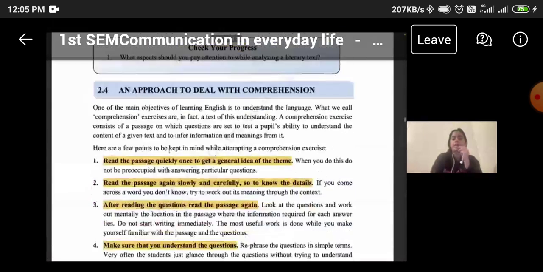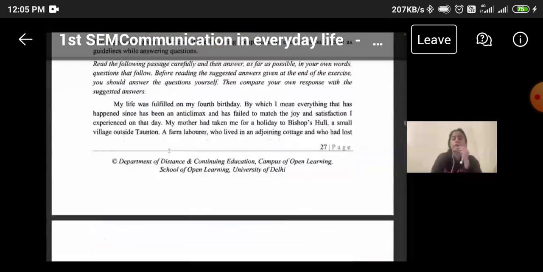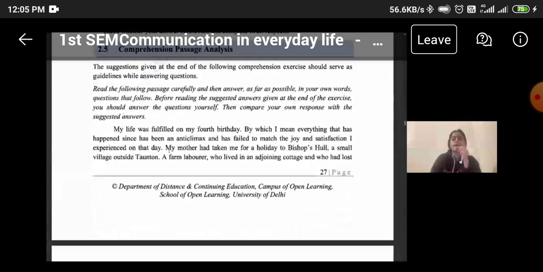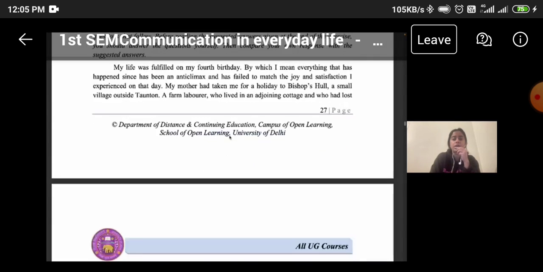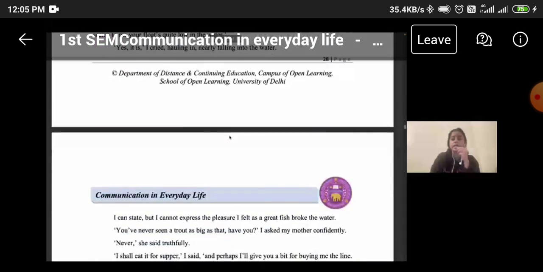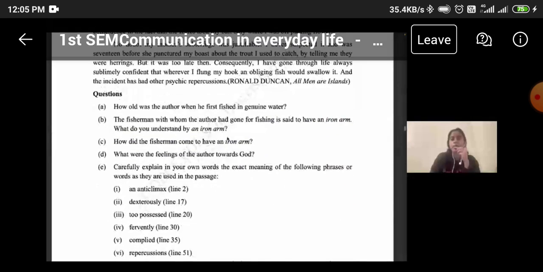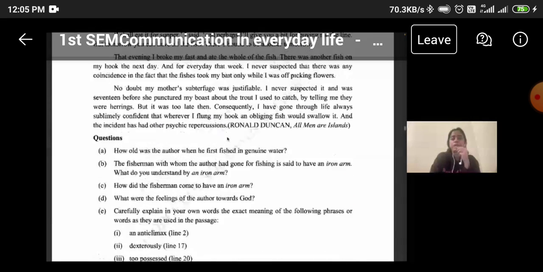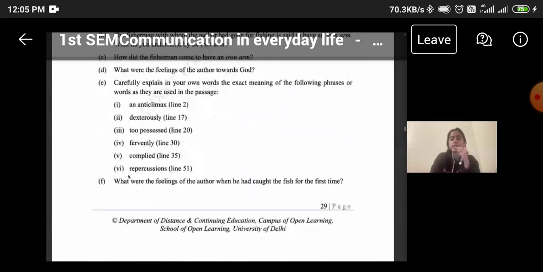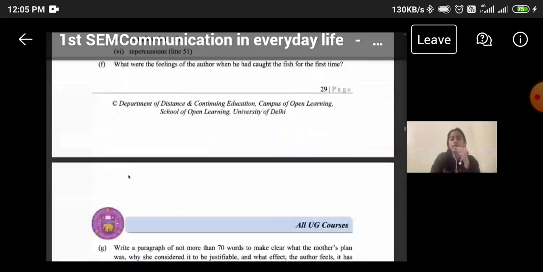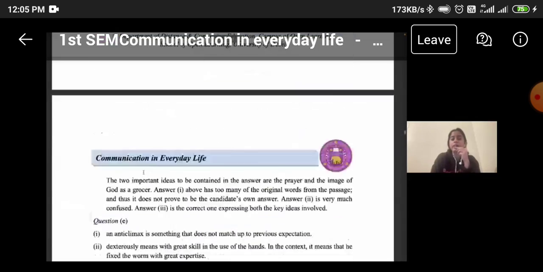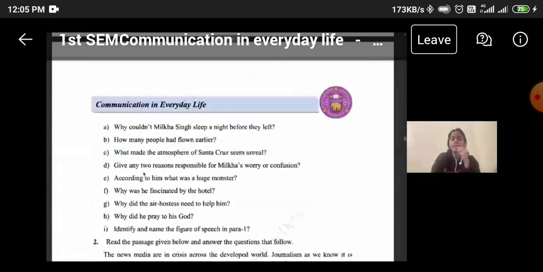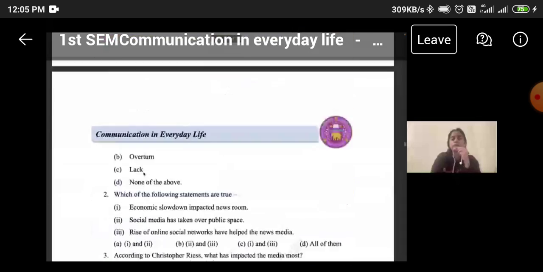So let us look at two more examples from your reading material. The first is this reading comprehension. For this reading comprehension, the answer has already been given in your study material. So I am not doing this reading comprehension with you. The questions that have been asked in this reading comprehension, the answer for it is given here. Rather, we'll come to the last reading comprehension.